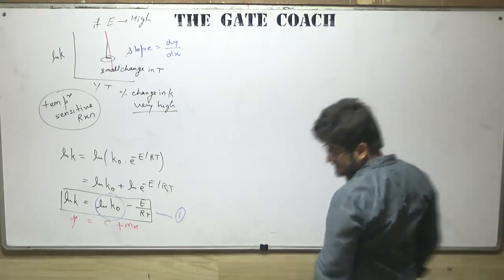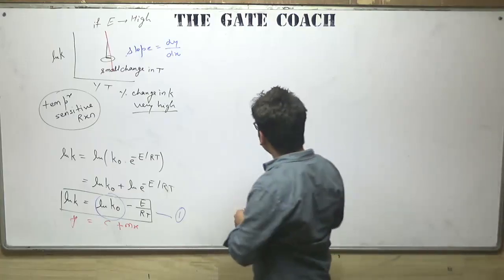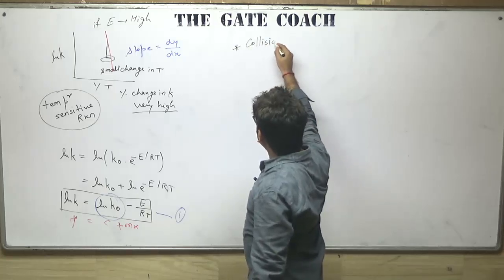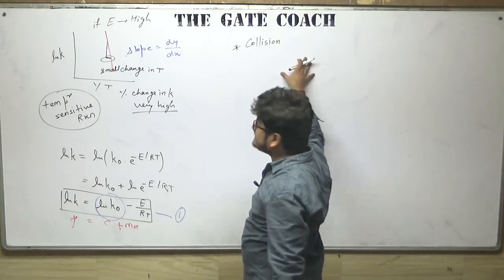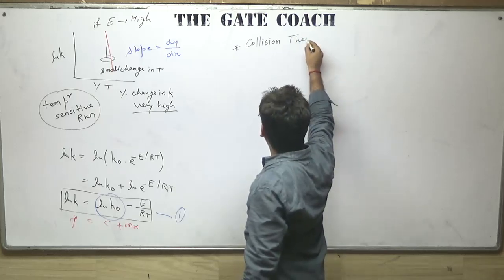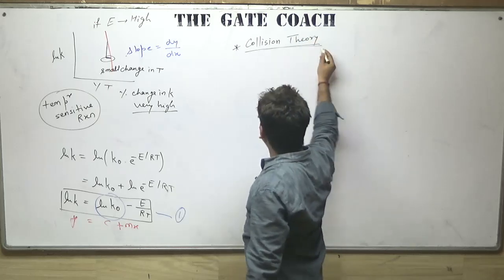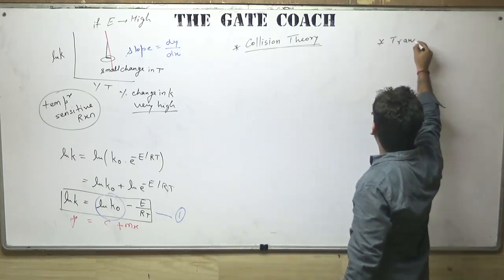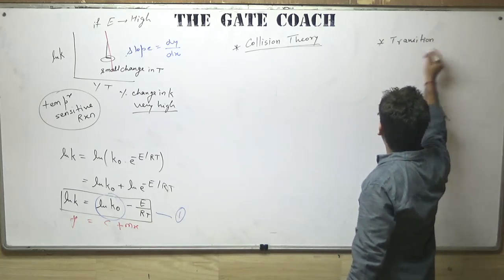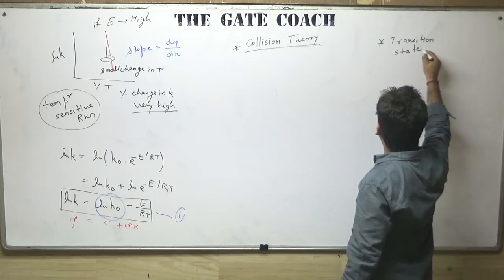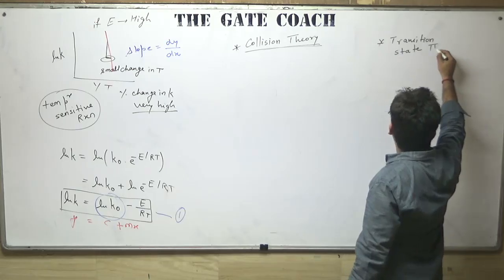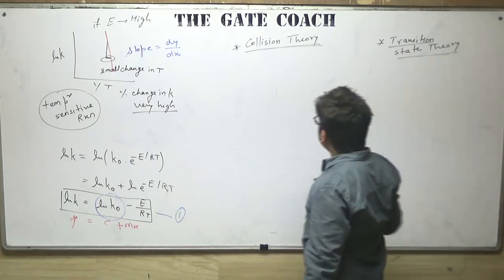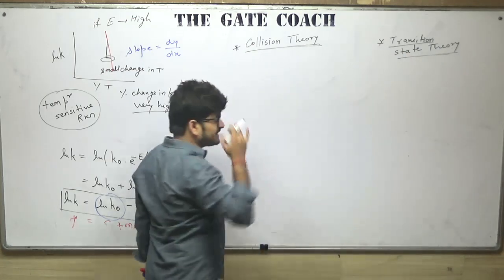Next is collision theory. As these theories are not in the syllabus, we will not go into much detail, but we will have the basic idea, because there were 2-3 questions in the past 20 years about these two. One is collision theory, one is transition state theory.